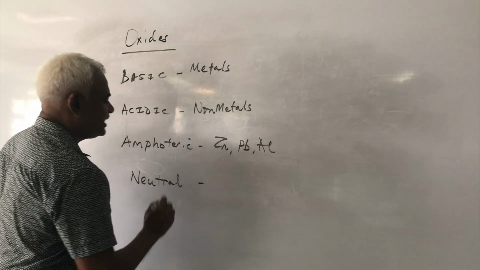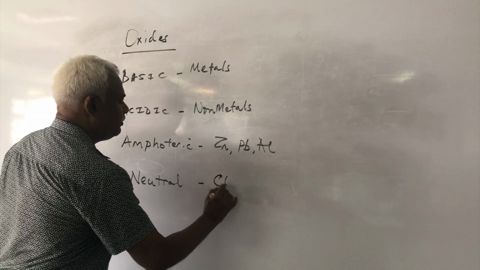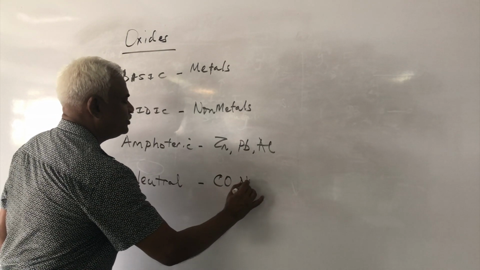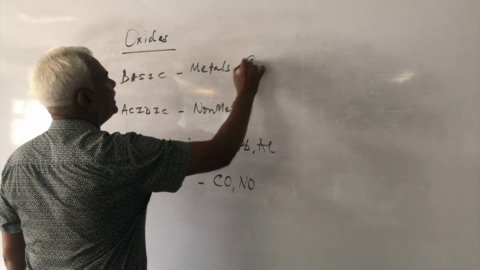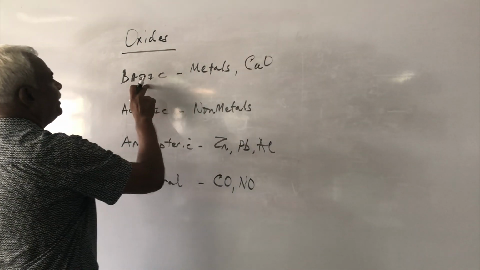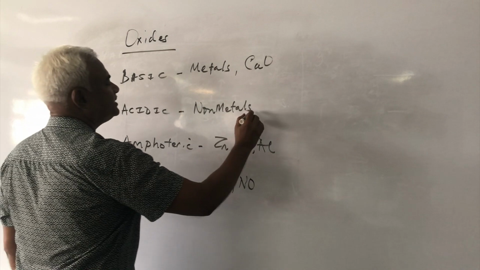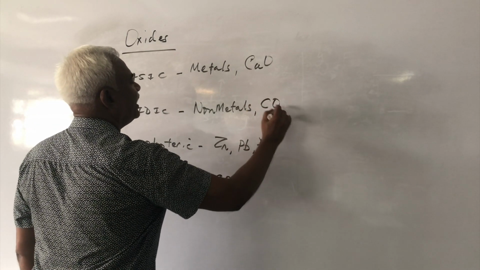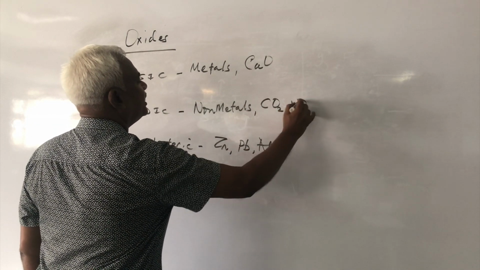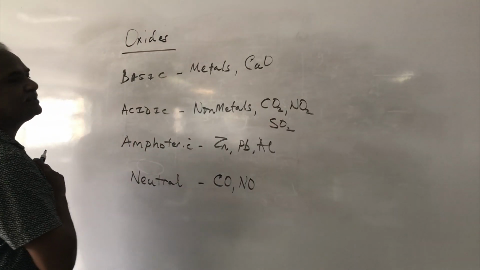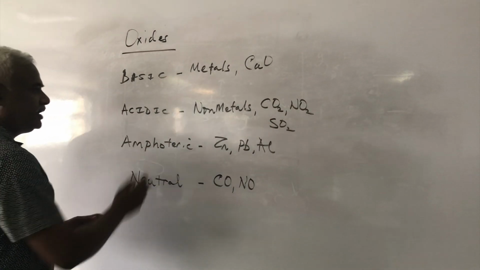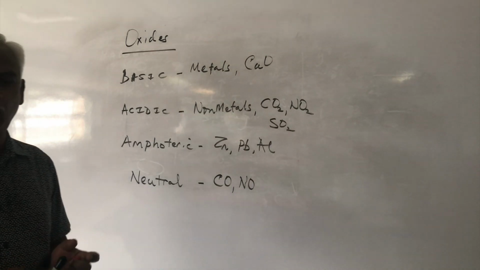Your neutral oxides will be carbon monoxide and nitrogen monoxide. Now, an example of a basic oxide will be calcium oxide, oxide of a metal. Oxide of a non-metal: carbon dioxide, nitrogen dioxide, sulfur dioxide, acidic oxide. Take a look at that and you may record.